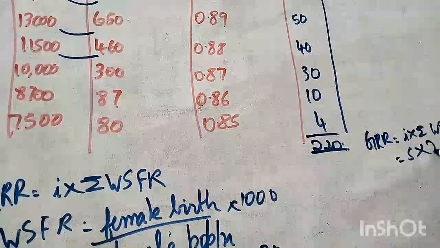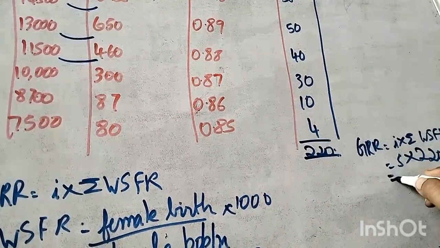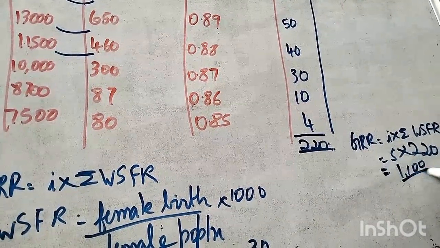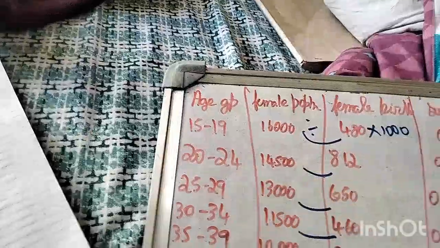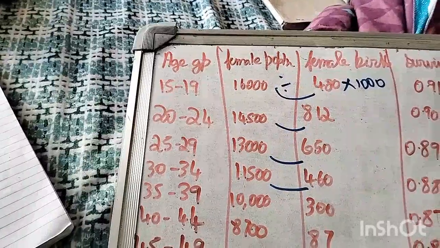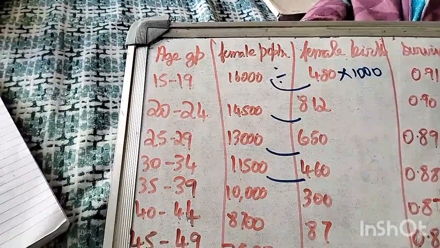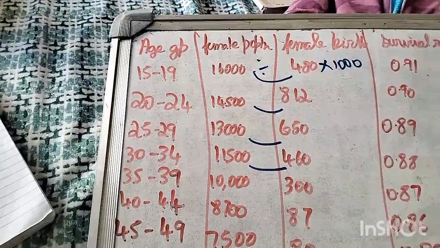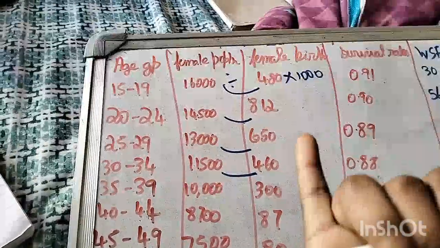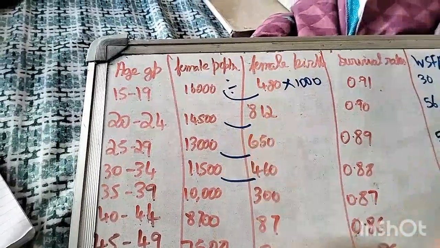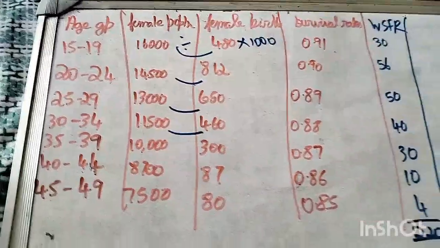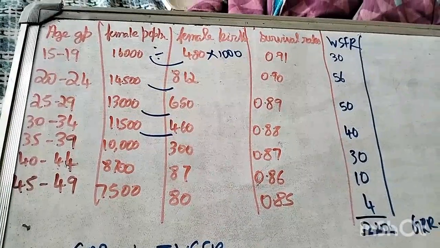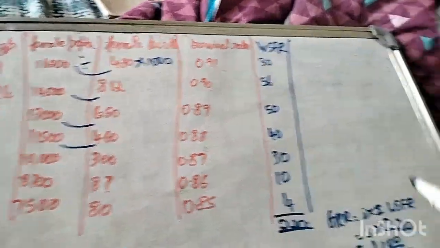So 5 into 220. Do you know why I've written 5? The difference: 15, 16, 17, 18, 19, it's 5. 20 to 24, it's 5. 25 to 29, the numbers between is 5. You consider even 25 and 29: 25, 26, 27, 28 and 29. That's how you get 5. Next, we need to find out NRR. NRR is equal to I into summation WSFR into S.